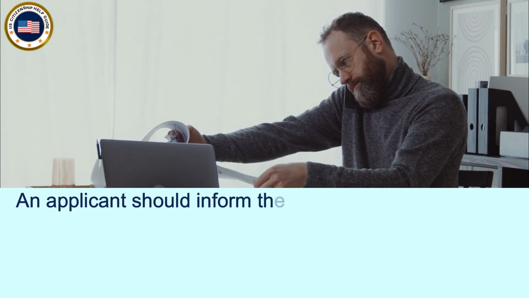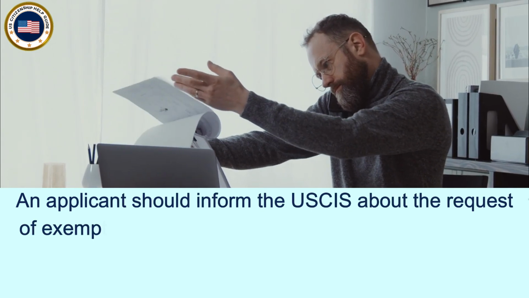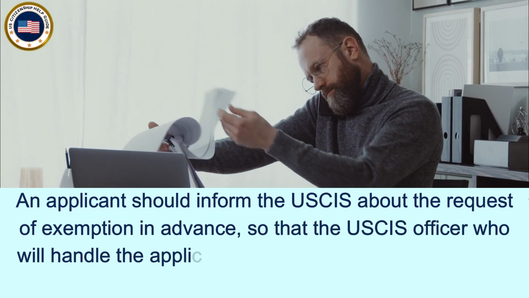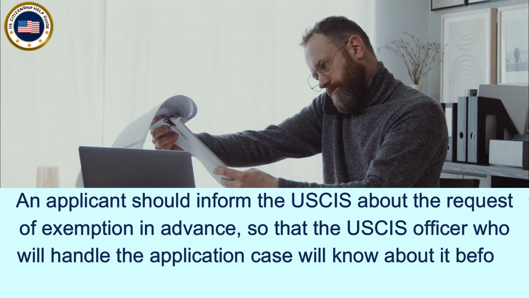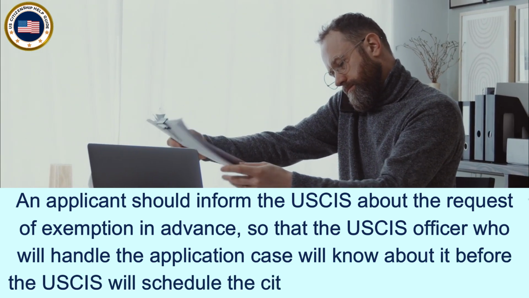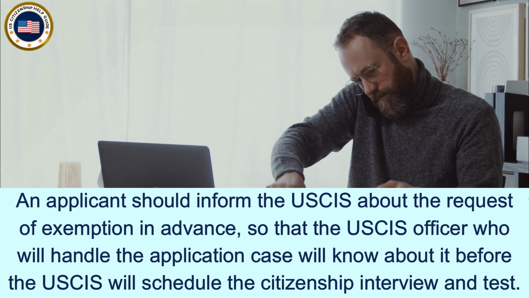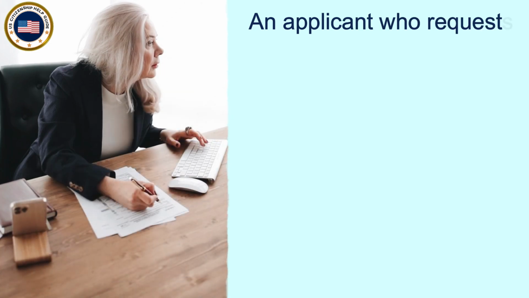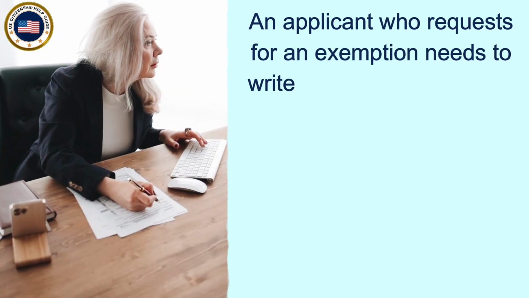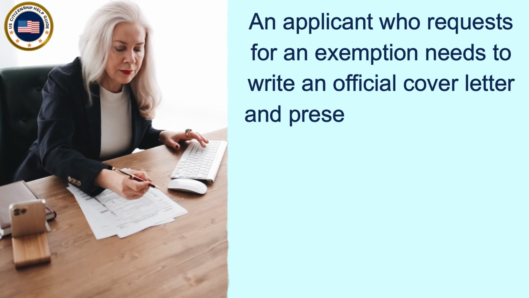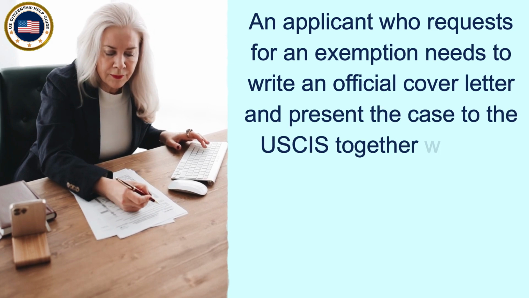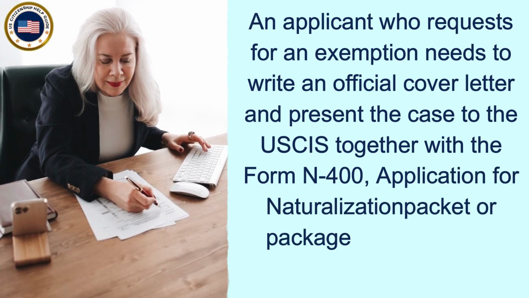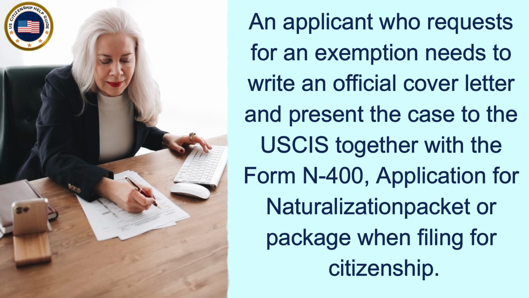An applicant should inform the USCIS about the request of exemption in advance, so that the USCIS officer, who will handle the application case, will know about it, before the USCIS will schedule the citizenship interview and test. An applicant who requests an exemption needs to write an official cover letter, and present the case to the USCIS together with the Form N-400, Application for Naturalization packet, or package when filing for citizenship.